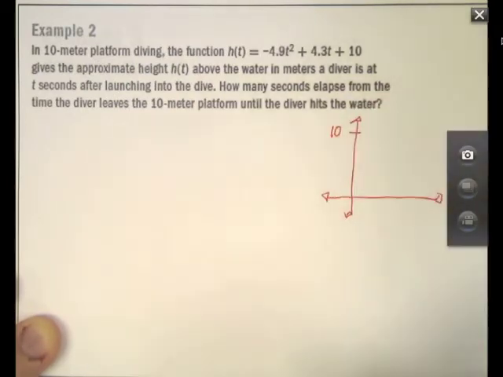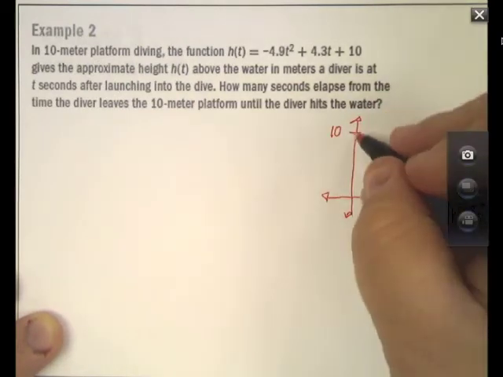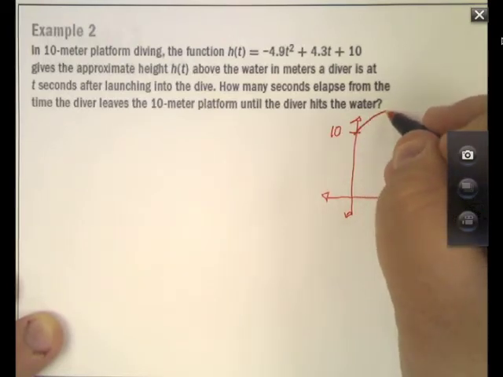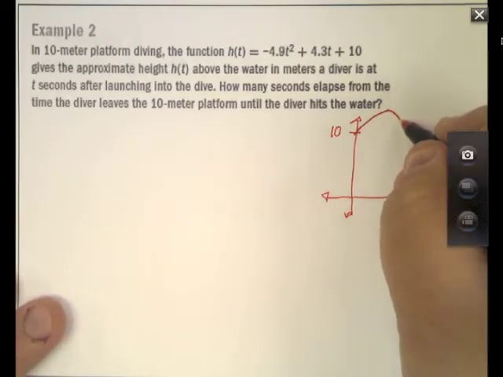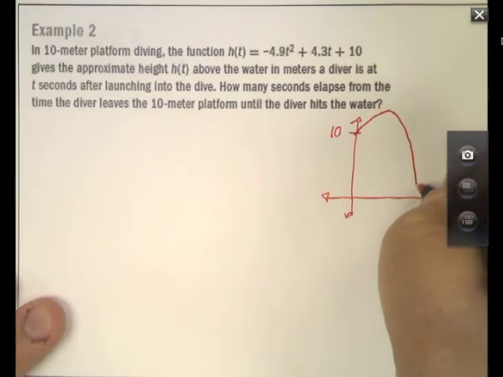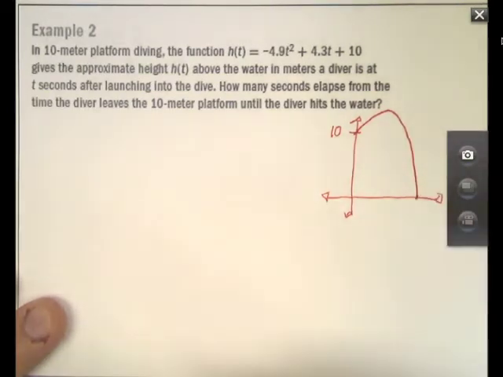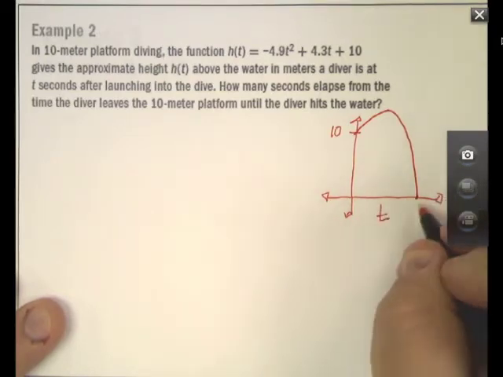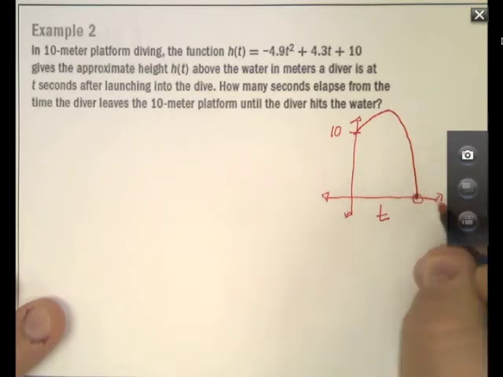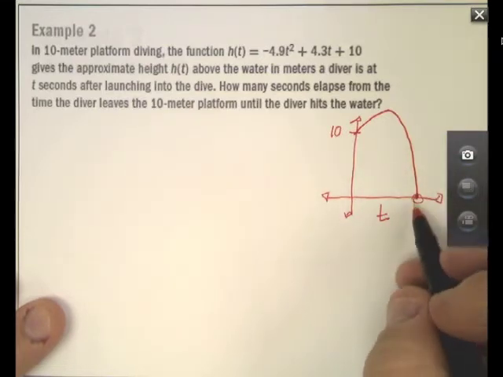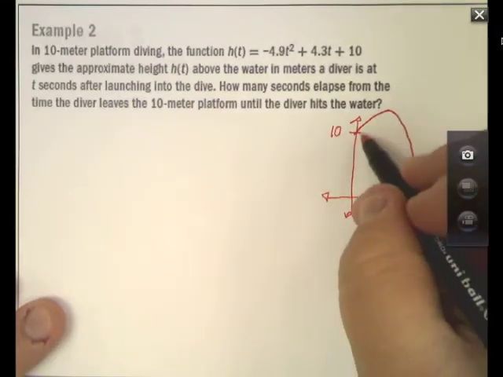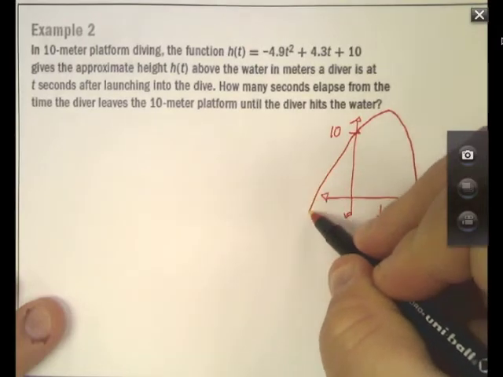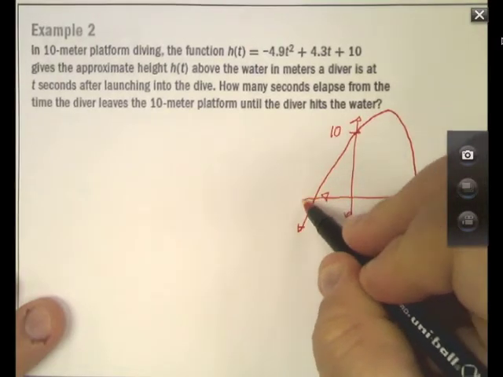We got a guy that starts at 10 meters, okay? And what happens is he jumps, so he goes a little bit higher than 10 meters, and then eventually, right before he hits the water, they want to know that time. And that time is t. And that's what we are looking for: how long it takes for him to hit the water.